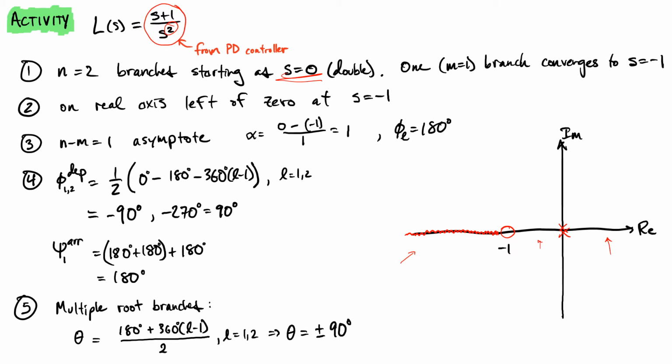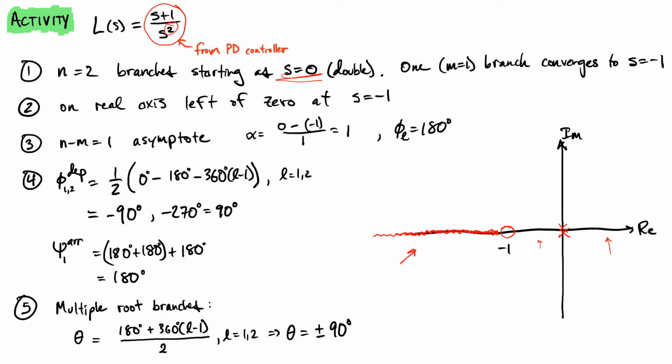Rule 3 says that, okay, we already know from rule 1 that one of the branches is going to converge to this zero at -1, and the other one has to go somewhere else. We've actually already figured this out. Because the root locus is on the real axis to the left of -1, we are going to have a branch that goes off to -infinity out at this angle. We can just confirm that using rule 3.